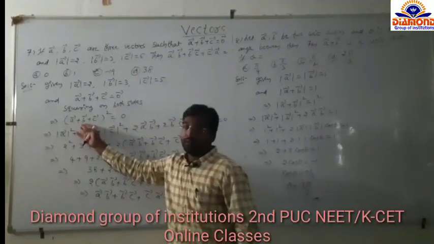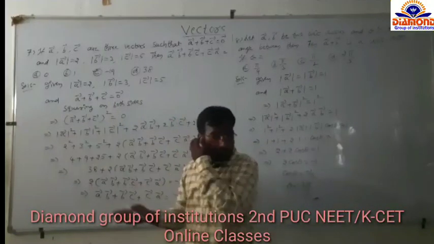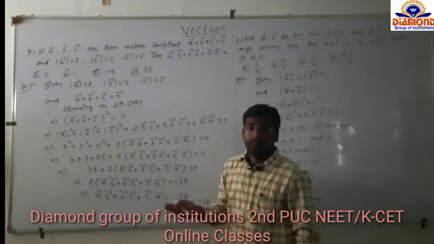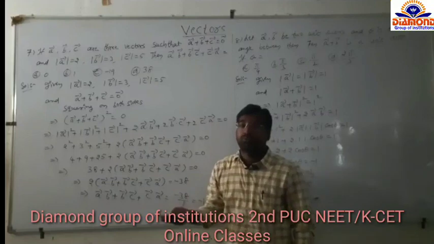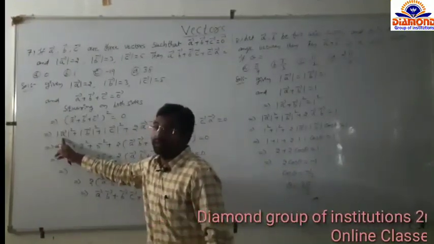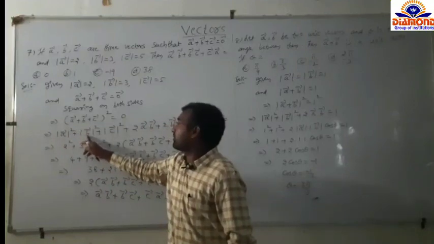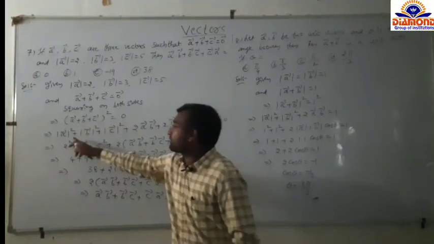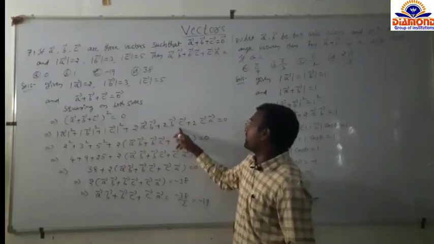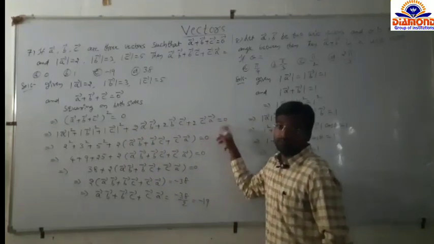So here apply the (a + b + c) whole square formula. Already you know it: a square + b square + c square + 2ab + 2bc + 2ca. So in the place of a square you can write |a| square, in the place of b, |b| square, in the place of c, |c| square. So |a|² + |b|² + |c|² + 2a·b + 2b·c + 2c·a = 0.